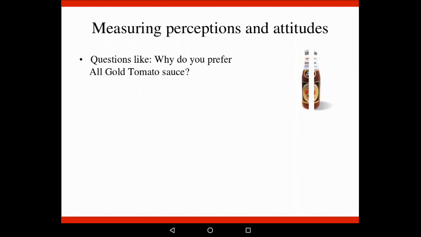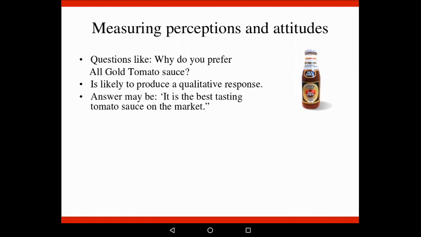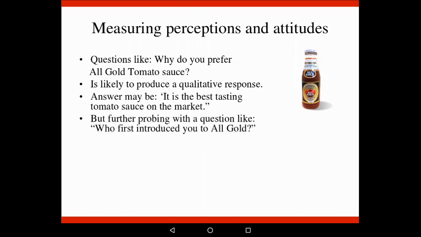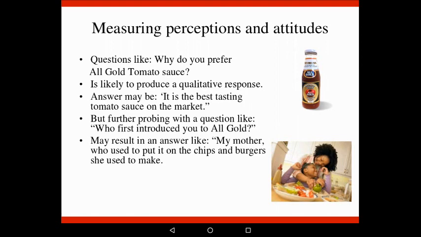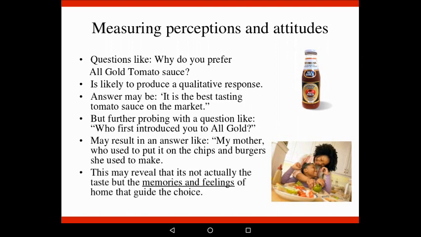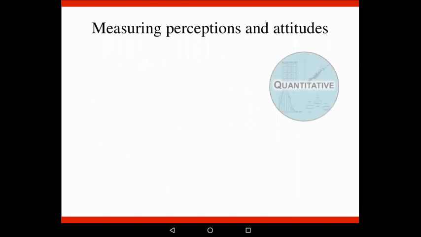Questions like, why do you prefer Ouma's tomato sauce? It is likely to produce a qualitative response. The answer may be, it is the best tasting tomato sauce on the market, from someone. But then you can probe further and say, okay, but who first introduced you to it? That person might say, my mother, who used to put it on my chips and burgers she used to make. This will then reveal that it's not actually their favorite tasting. Well, it is their favorite tasting, but why is it their favorite tasting? Because of the memories and feelings of home that encourages them to continue to buy that tomato sauce. It tastes like home.